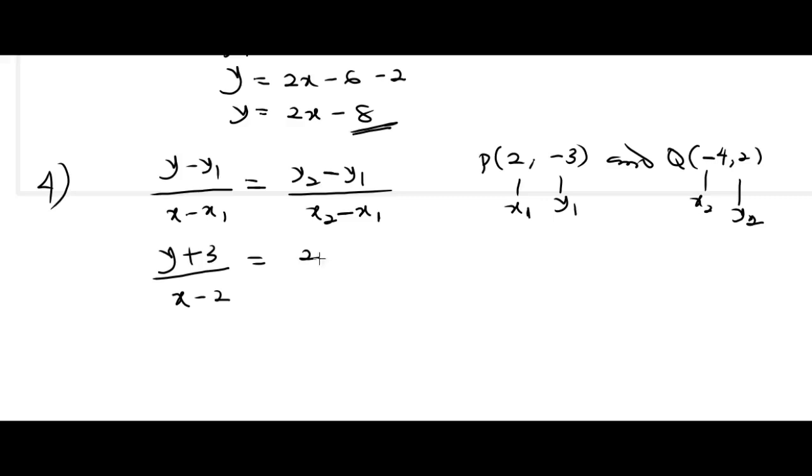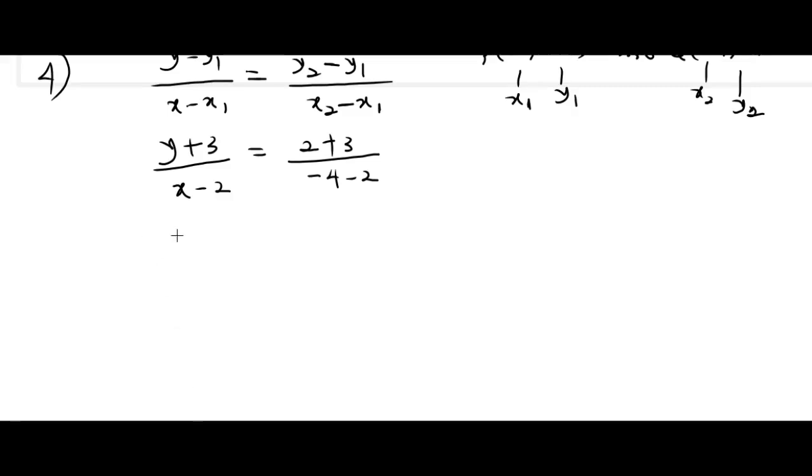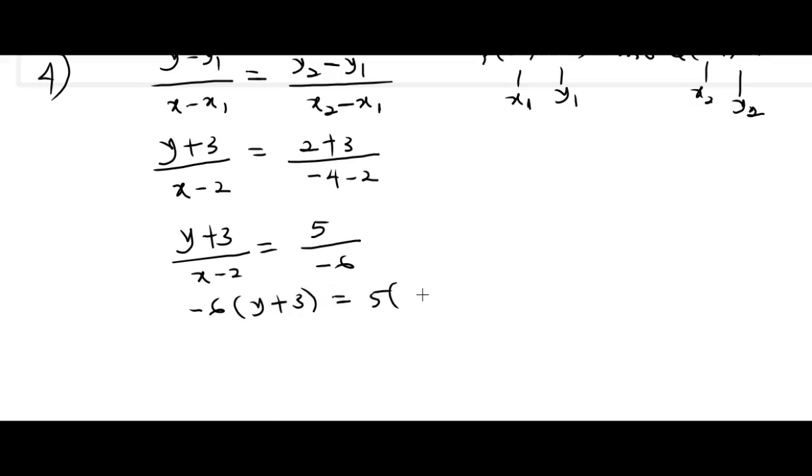Then we have y2 minus y1, that will be y plus 3, over x2 minus x1, that is minus 4 minus 2. So here we have y plus 3 over x minus 2 equals 2 plus 3, that is 5 over minus 6. So what do we do? We can cross multiply. You have minus 6 into y plus 3 equals 5 into x minus 2.